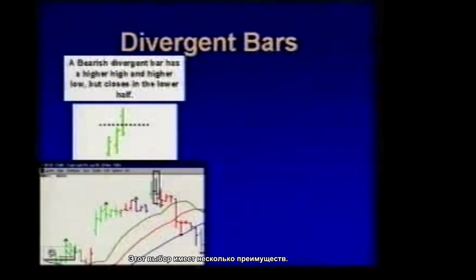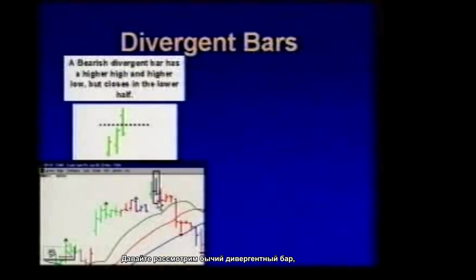There are a couple of advantages to doing this. If you do this, you have the world's best trade location. You also have a very short loss potential, because if you went short here on the red bar, your stop would be just above the blue bar. So you would have a minimum risk here. Reviewing, a bearish divergent bar has a higher high and a higher low, but closes in the lower half. This is an example, and this is a perfect example here. That's a bearish divergent bar.